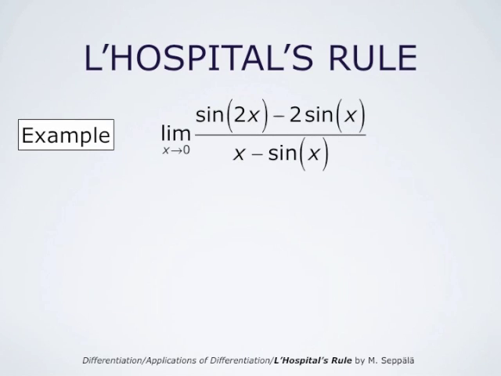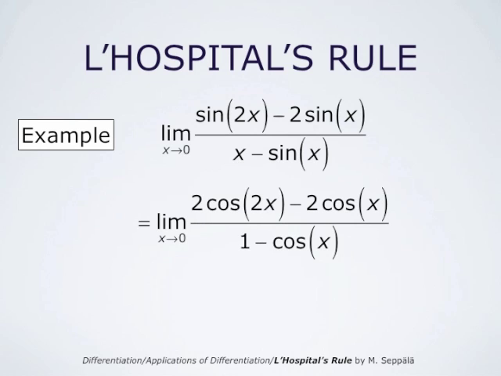L'Hopital's rule may be used repeatedly. Here we do that to compute the limit as x approaches 0 of the expression sine of 2x minus 2 times sine of x, divided by x minus sine of x. This limit is of the form 0 divided by 0 after substitution of the limit value for x. Therefore, we apply L'Hopital's rule.